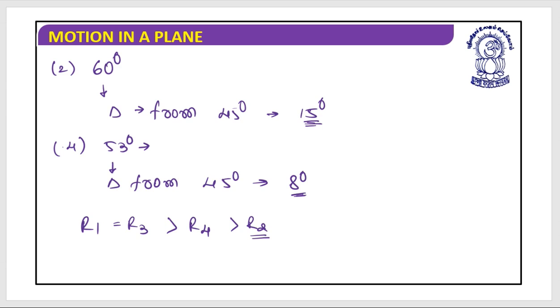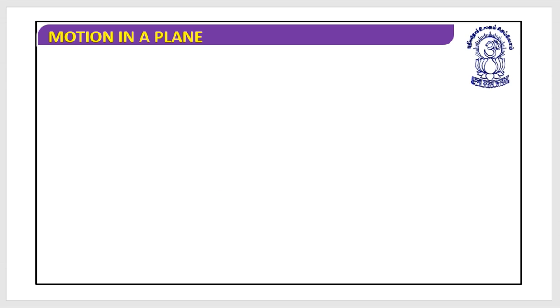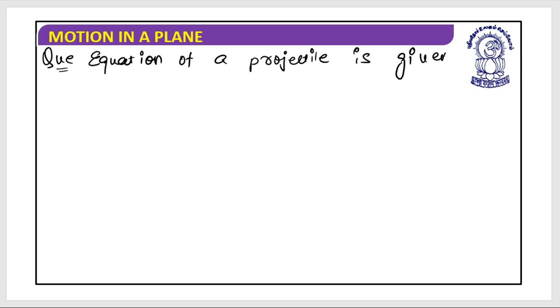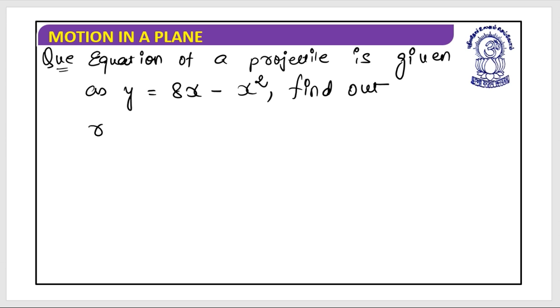Now let's move to the next question. Again, a very logical question. Let's have a look at this. Suppose the equation of a projectile is given as y equals 8x minus x square. Find out the range of the projectile.